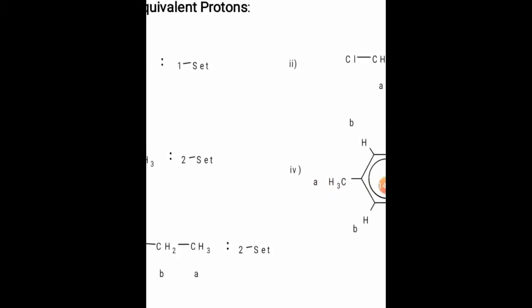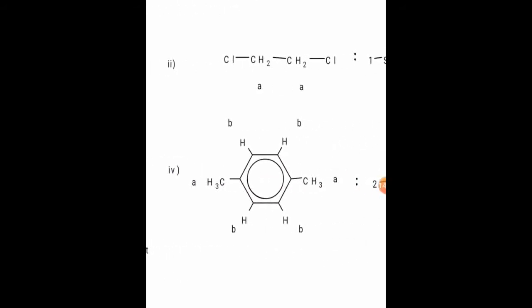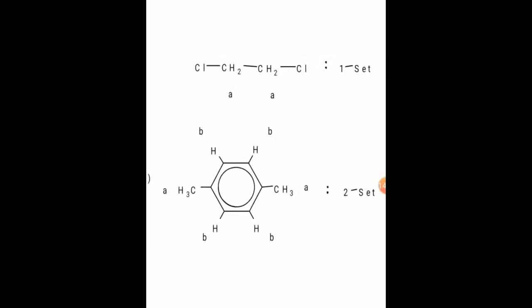In ethane, though there are two sets of protons, both the CH3 groups are equivalent, having the same chemical environment. So we get only a singlet on the NMR scale, only one set of protons. In another example, 1,2-dichloroethane, there are two methylene groups attached to chlorine atoms, but both have the same chemical environment, and hence it has one set of protons, or we get a singlet for this compound also.